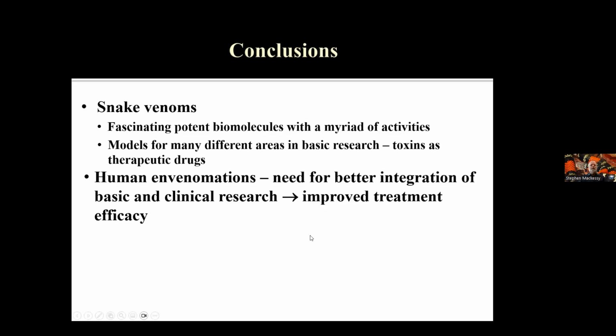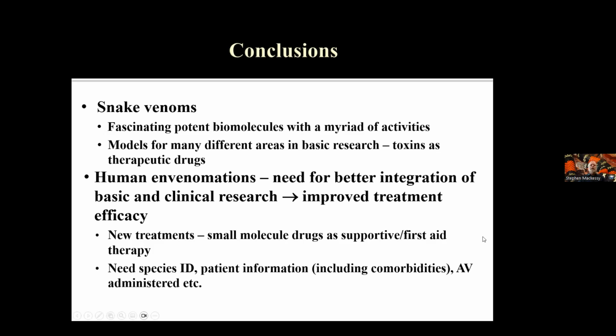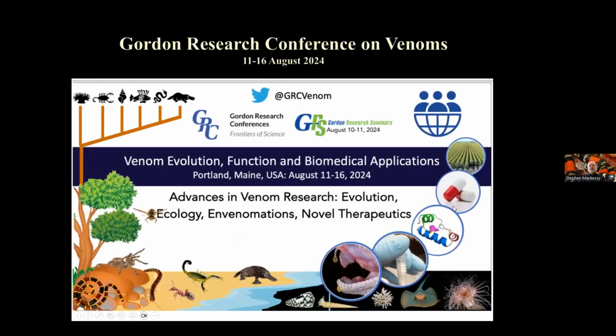As far as human envenomations, there's still a need for much better integration of basic and clinical research. And if these small molecule drugs do turn out to be first aid therapeutics, then we're going to see quite a change, hopefully, in the outcomes of even rural envenomations. I'd like to point out that where at all possible, it is very helpful to us to know what the species IDs are. That will help us to understand levels of variation in a situation like a human envenomation.